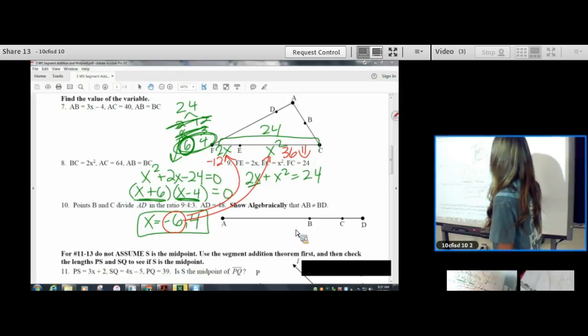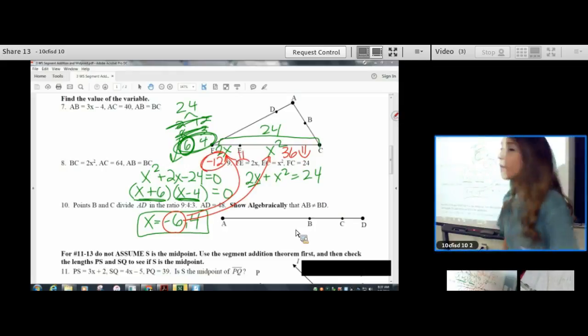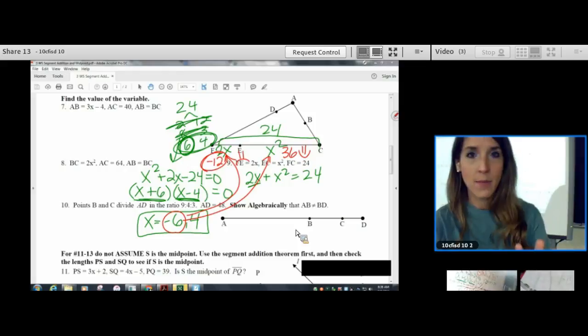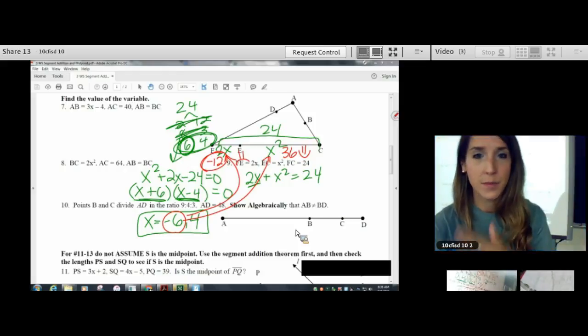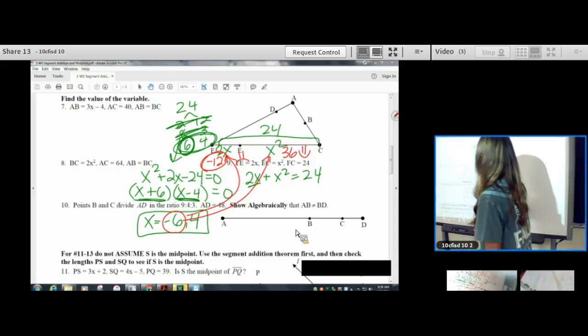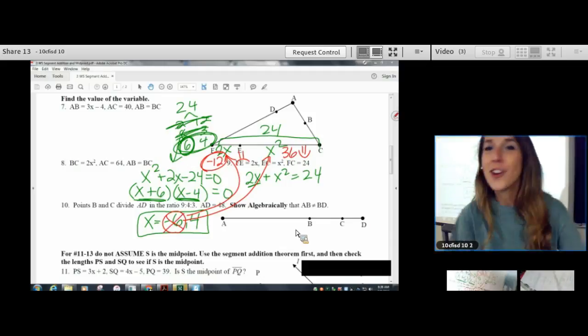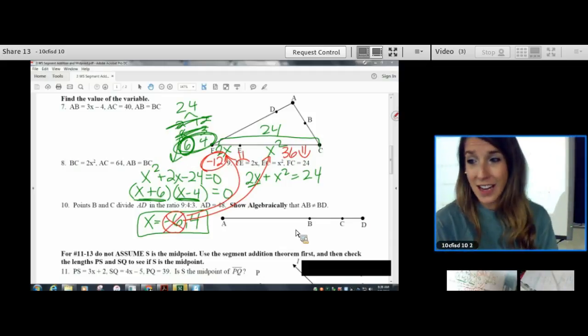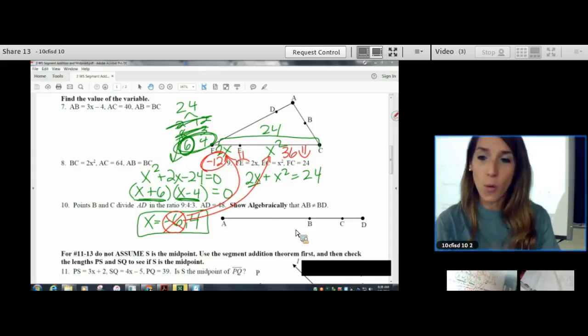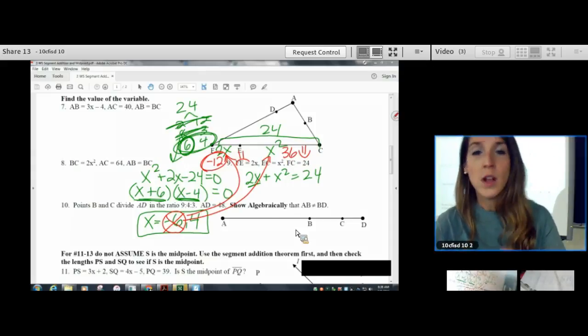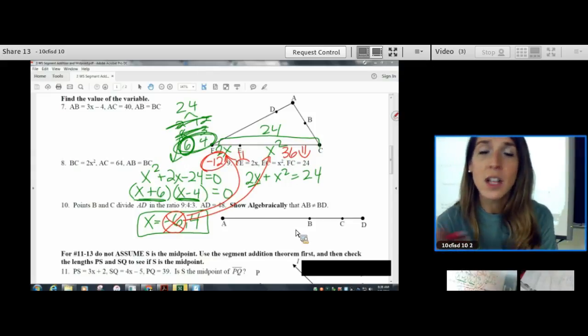Oh, no. Negative 12. We cannot have a segment with a negative length. It's not possible. We don't have that in math. So we scratch that out. You're no longer a correct answer. Sorry, negative 6, we kick you out. So 4 is the only correct answer. Sometimes you keep both answers, sometimes you don't.